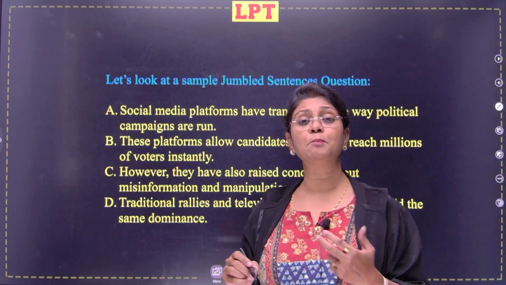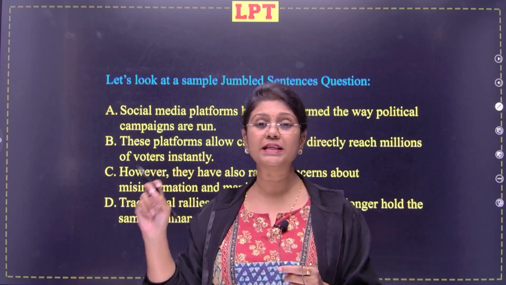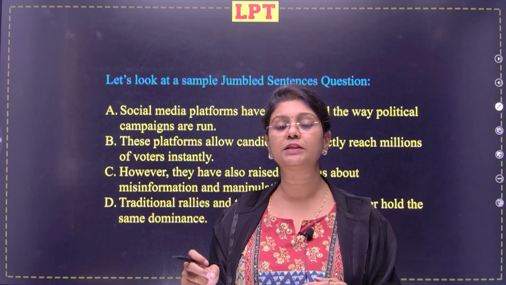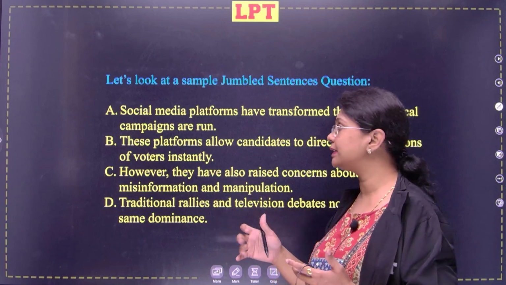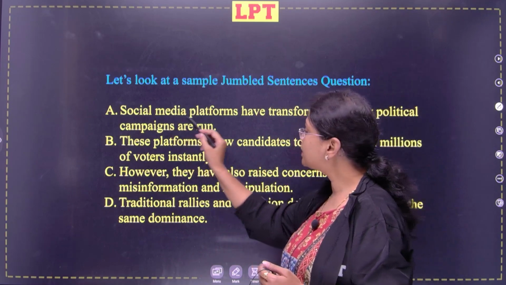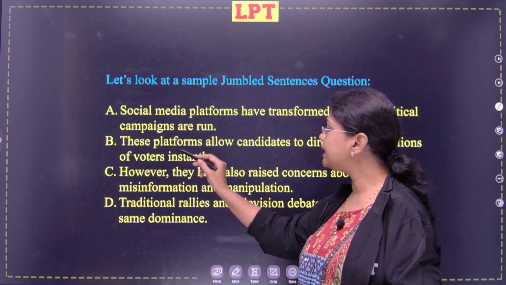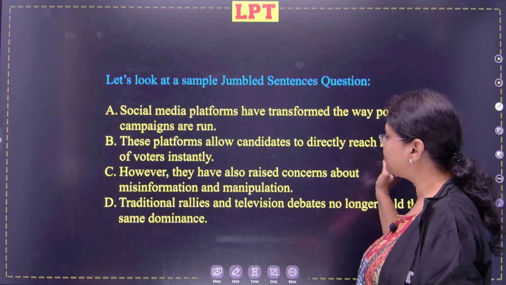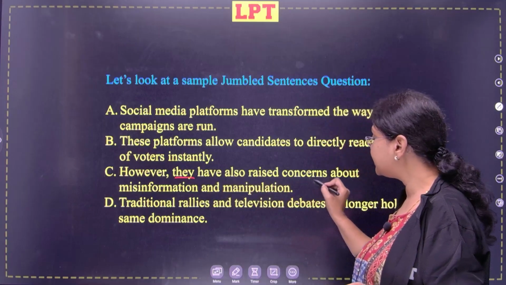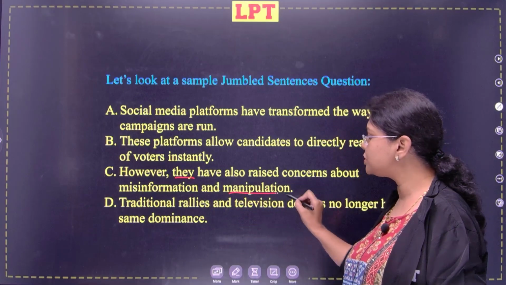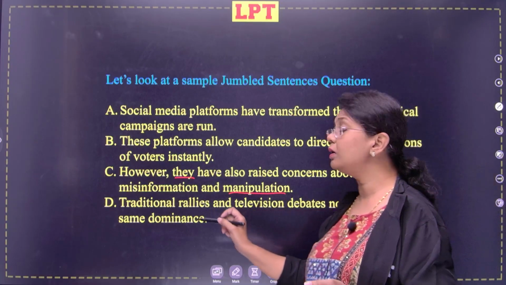Now let's look at a sample parajumble question, keeping in mind these basic principles of solving parajumble questions. Let's have a look at this question. So try to figure out which sentence comes first, which comes later. So let's just read this out. A says, social media platforms have transformed the way political campaigns are run. B says, these platforms allow candidates to directly reach millions of voters instantly. C says, however, they have also raised concerns about misinformation and manipulation. And D says, traditional rallies and television debates no longer hold the same dominance.